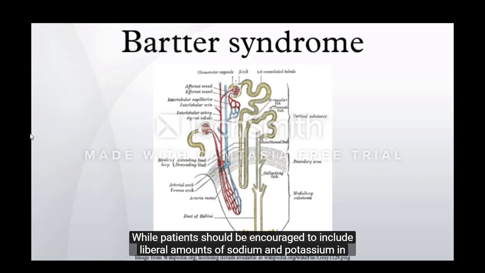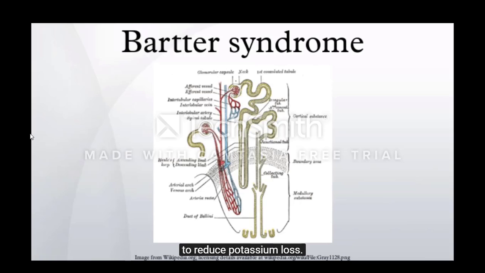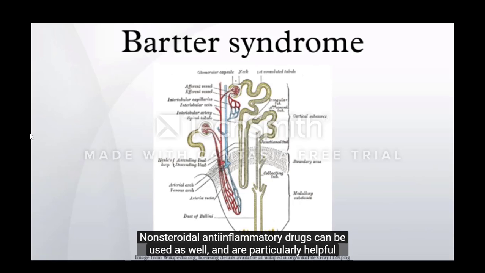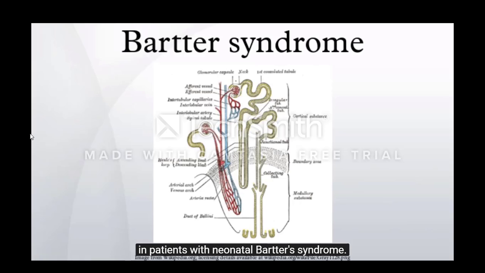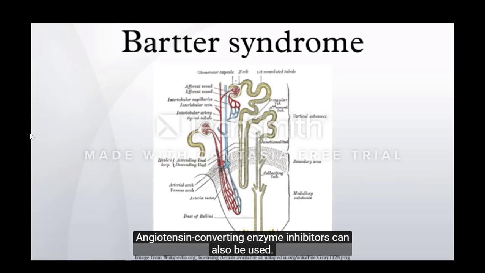Treatment: while patients should be encouraged to include liberal amounts of sodium and potassium in their diet, potassium supplements are usually required, and spironolactone is also used to reduce potassium loss. Non-steroidal anti-inflammatory drugs can be used as well, and are particularly helpful in patients with neonatal Bartter syndrome. Angiotensin-converting enzyme inhibitors can also be used.